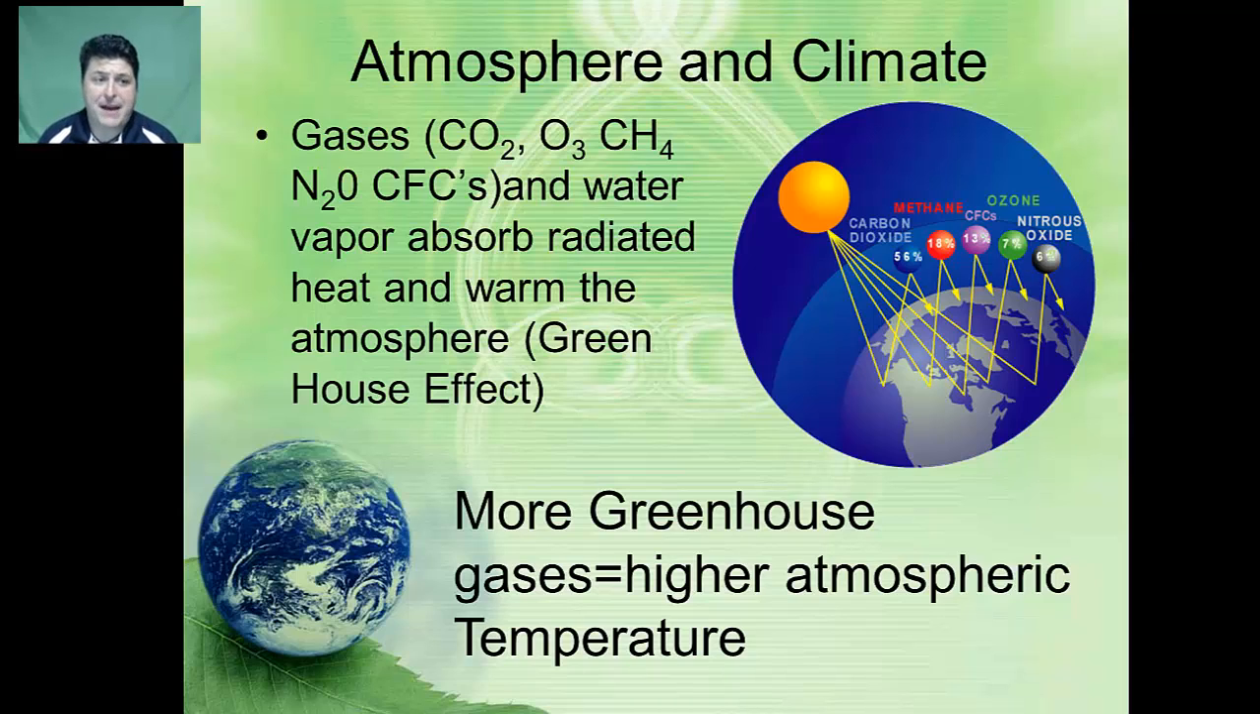The greenhouse effect is the result of particular gases that are found in our atmosphere, like carbon dioxide, ozone, methane, nitrous oxide, and CFCs. These are designed to absorb the radiated heat that is coming off the planet and keep our atmosphere warm. Unfortunately, the more greenhouse gases that we produce, the higher the atmospheric temperature.